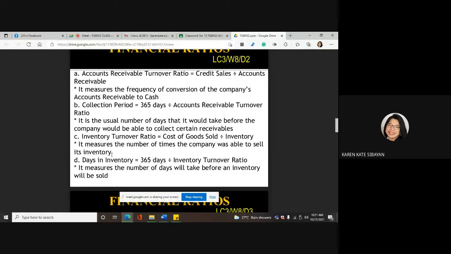Next is yung letter D, days in inventory: 365 days divided by inventory turnover ratio. It measures the number of days it will take before an inventory will be sold. Kaya kung mapapansin nyo class, maraming company meron silang tinatawag na clearance sale. Mga ganyan. Mas maganda kasi na wala kang natitirang inventory.